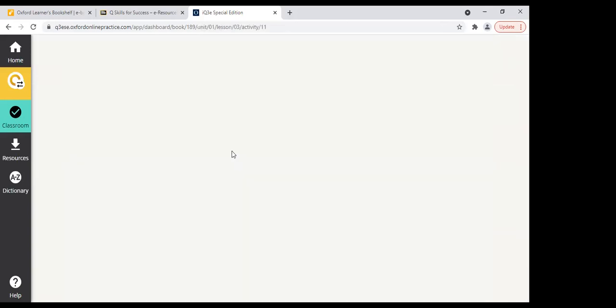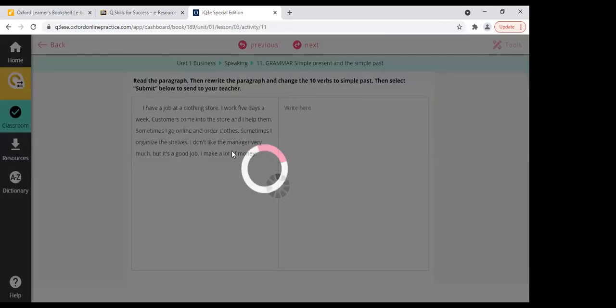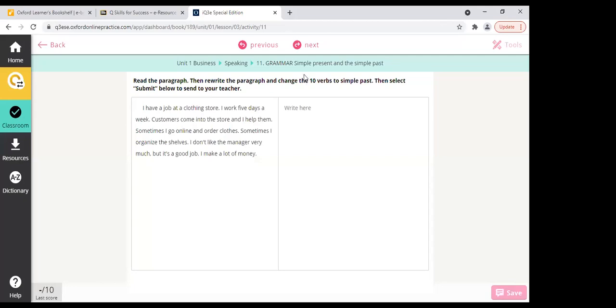Past and present simple. Oh, what's this? Read the paragraph, then rewrite. Okay, let's do this as a class together then. It says, read the paragraph, then rewrite the paragraph and change the 10 verbs to the simple past. Okay, so our paragraph here is written in the present. Simple present. We want to change it into the simple past. Okay, would someone like to read the paragraph first?